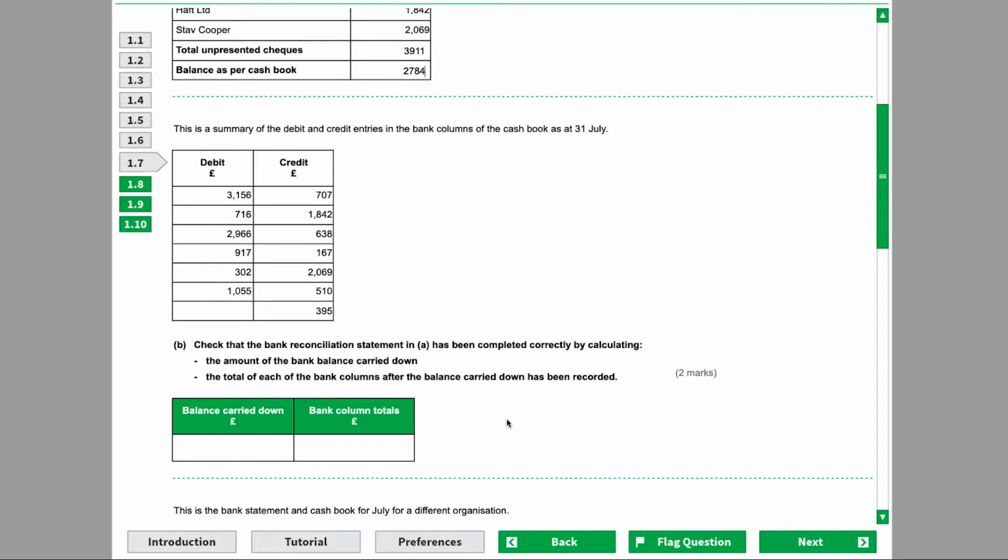Now, to calculate the balance carried down, all we need to do is add up the debit amounts within the left-hand column here, and then take off the total of the credit amounts in the right-hand column. Let's add those debit transactions up then. So these ones here, and that gives us a total of 9,112. And now let's add up the credit transactions, so these ones here, and that gives us a total of 6,328.